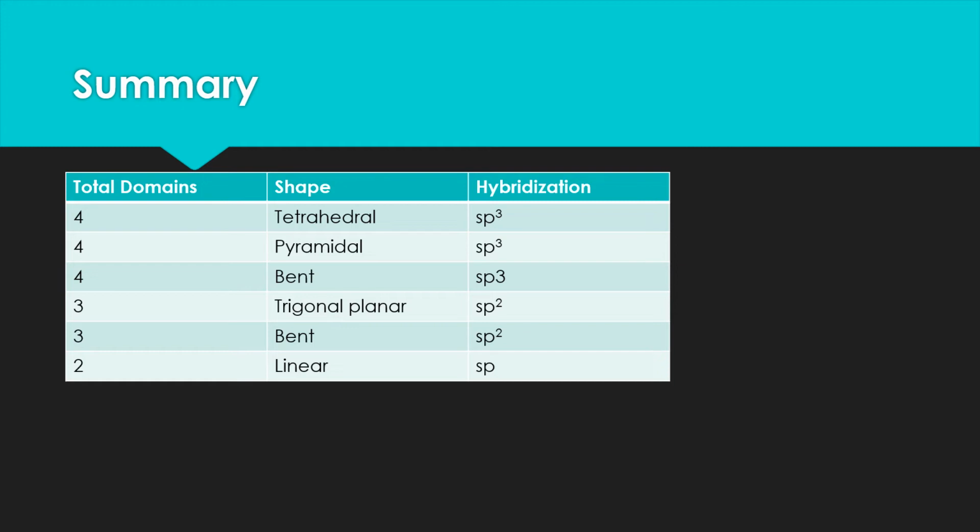So just to tell the difference between these 2 bent structures, this is bent with 2 lone pairs, and this is bent with 1 lone pair. But you can always just count your number of total domains and then relate the hybridization to that.